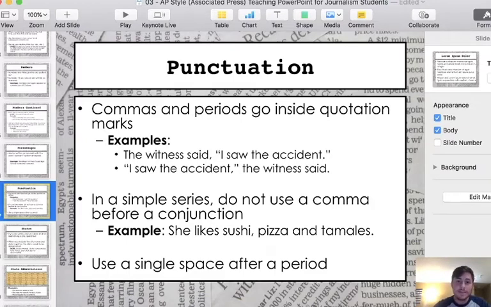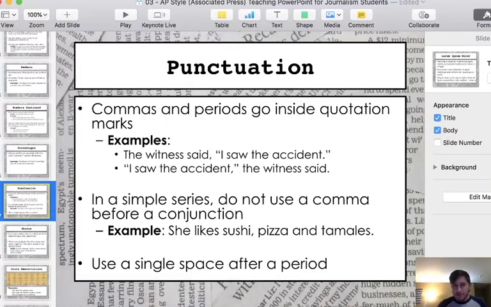But if you have a full sentence within the quotes, then you always put a period at the end, right before the quotation marks. So, I saw the accident, comma, quotation marks, the witness said. Notice that because it wasn't a full sentence there, the writer deemed it important to say the witness said. After said, you would put the period.